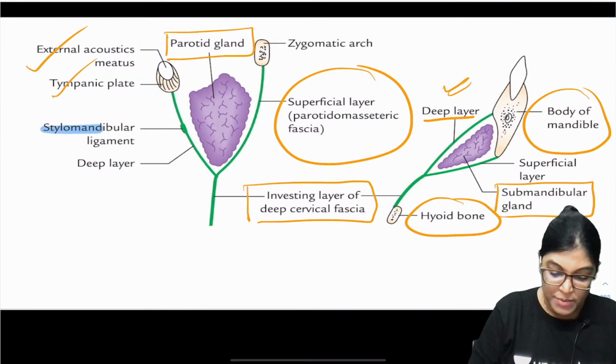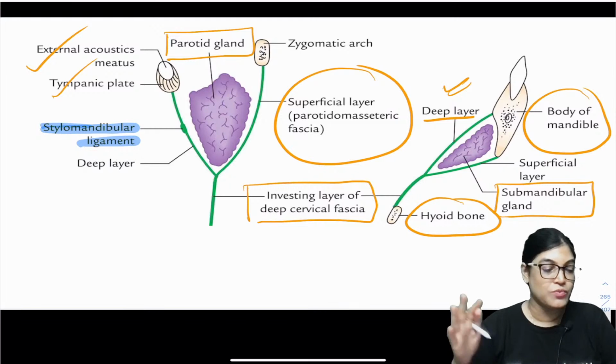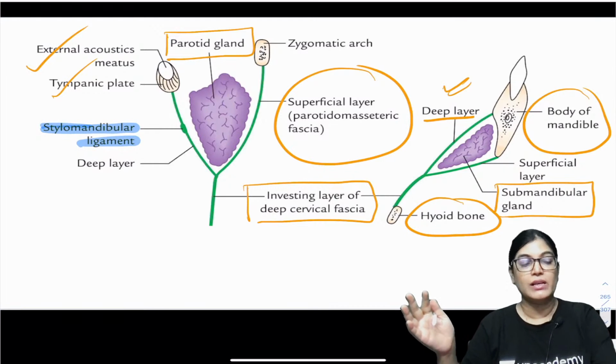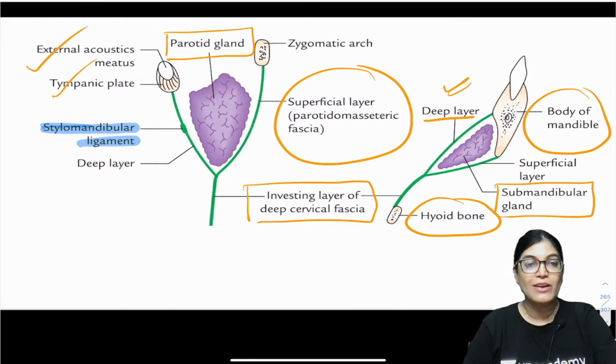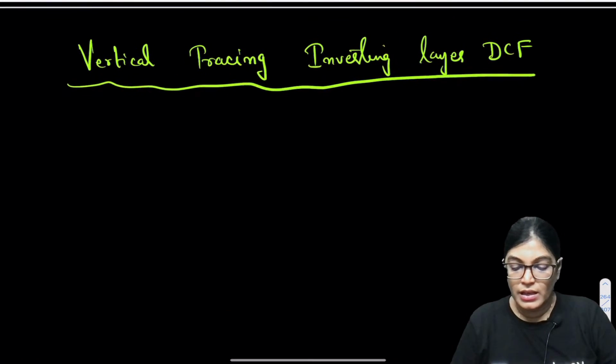What is the name of ligament? Stylomandibular ligament. This stylomandibular ligament forms a separation for two glands. One is the submandibular gland and other is the parotid gland. So, write down this information, then we will move on to the next.